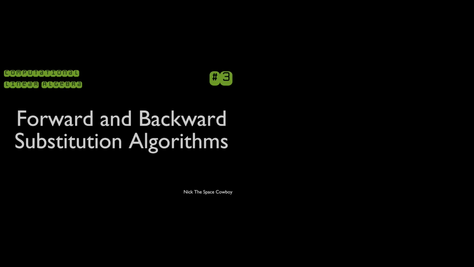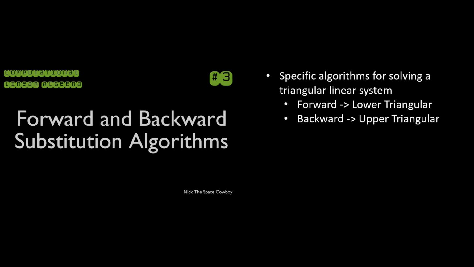Episode 3 is on the forward and backward substitution algorithms, which are specific algorithms that allow us to solve either lower or upper triangular systems. We use forward substitution for a lower triangular system and backward substitution for an upper triangular system. We only covered the backward substitution algorithm in examples, and forward substitution was left as an exercise for you.